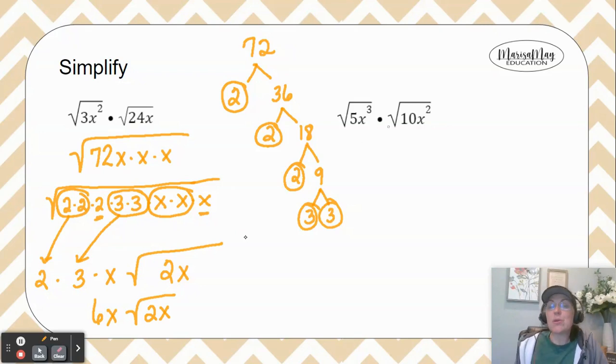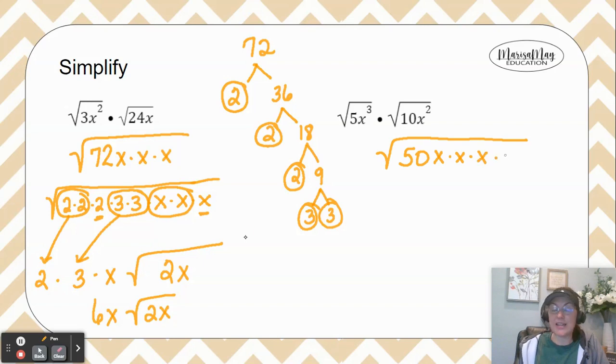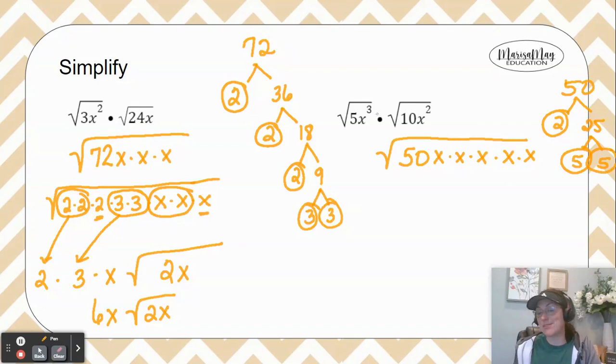This time we'll do the square root of 5x to the third times 10x to the second. Okay, so let's multiply what's underneath. 5 times 10 is 50. And then I've got x to the third, which is x times x times x, and x to the second is x times x. Let's do our factor tree with 50. That would be 2 and 25, and I get my dead branch. And then 25 would be 5 and 5, which are dead branches because the only thing that will multiply to give you 25 is 5 times 5.